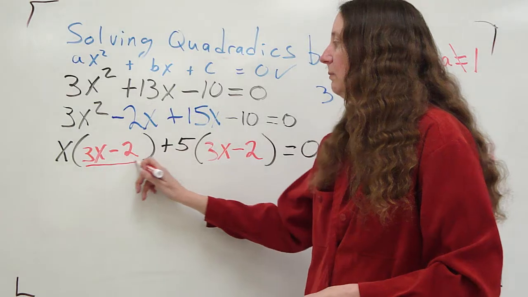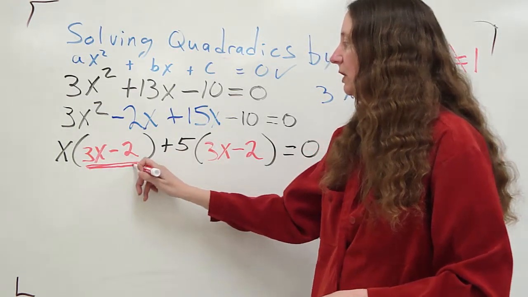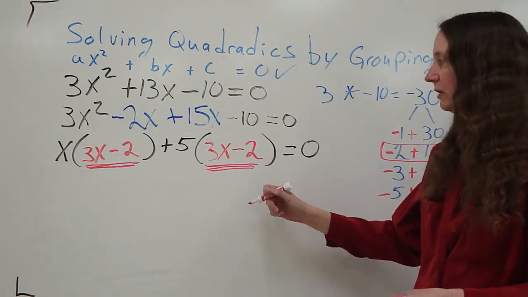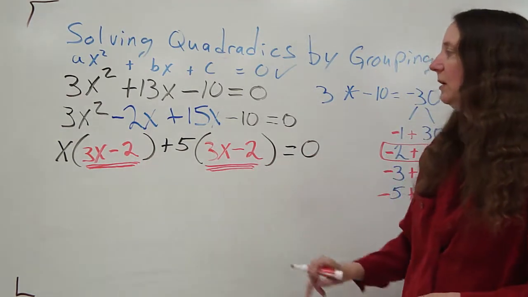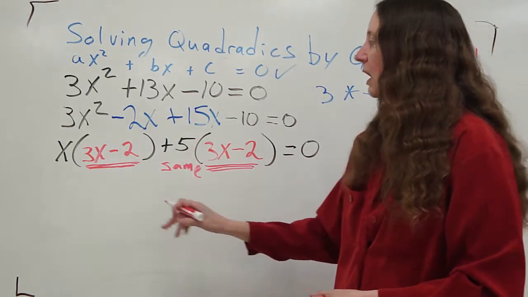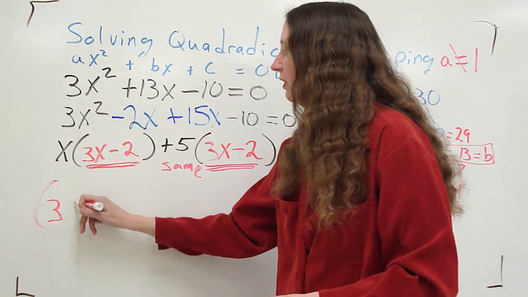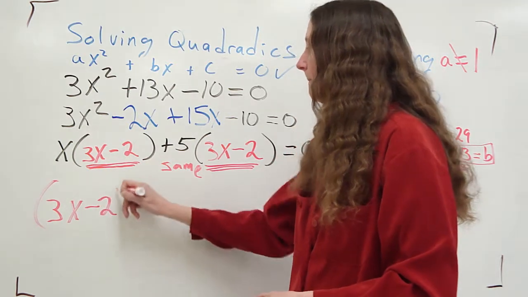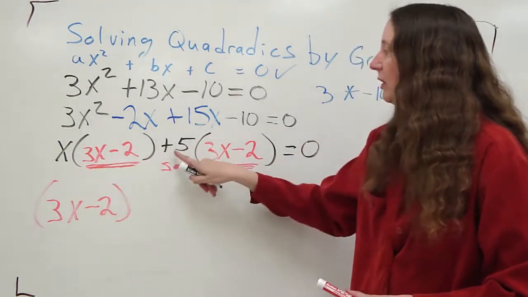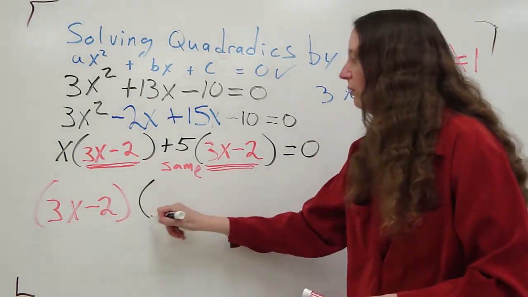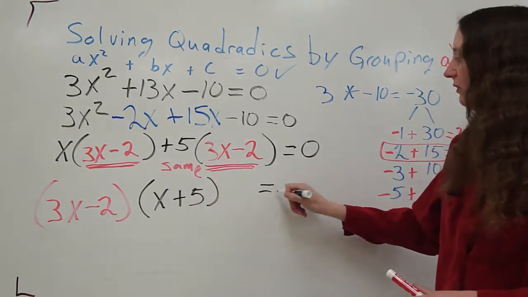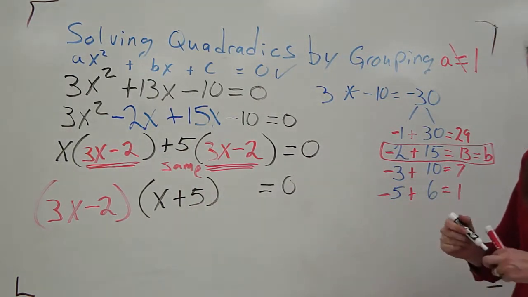The numbers inside the parentheses are the same. My signs are the same. I carry them down in their own set of parentheses. What is outside the parentheses? X plus 5. They go into their own set of parentheses now. And this still equals 0.